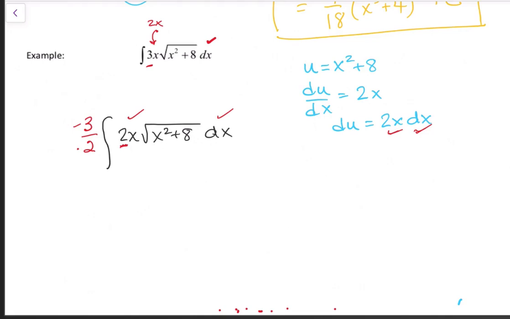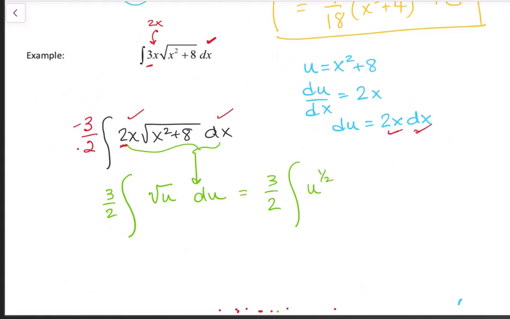Okay, we're ready for the u substitution. So I'm going to have a new integral with that 3/2 out front. And I'm going to have a u underneath that square root sign. I'll write it as the square root of u. And the 2x dx becomes my du. Now to integrate this, I would like to change that square root of u to u with a 1/2 power. So that way I can integrate using the power rule.